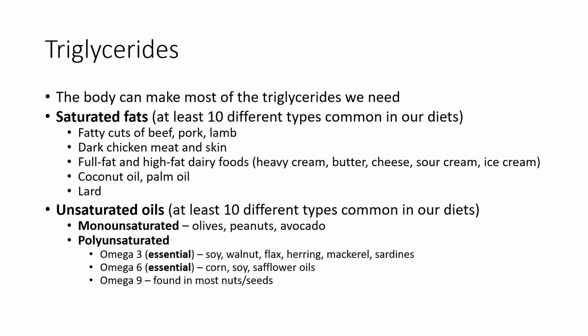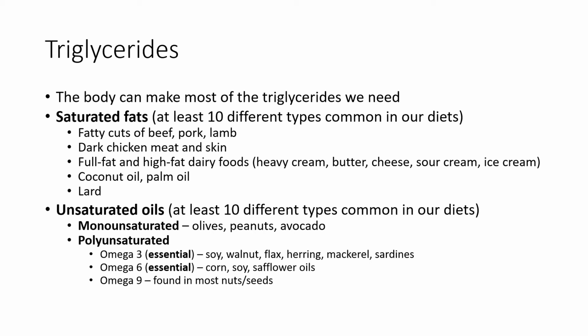Up top, I had said that there are at least 10 different types of saturated fats common in the foods that we eat. So interestingly to note that the types of saturated fat occurring in coconut oil and palm oil are not the same types of saturated fats occurring in beef, pork, lamb, chicken, and other animals. So generally, plants are rich in different types of saturated fats than animals are.